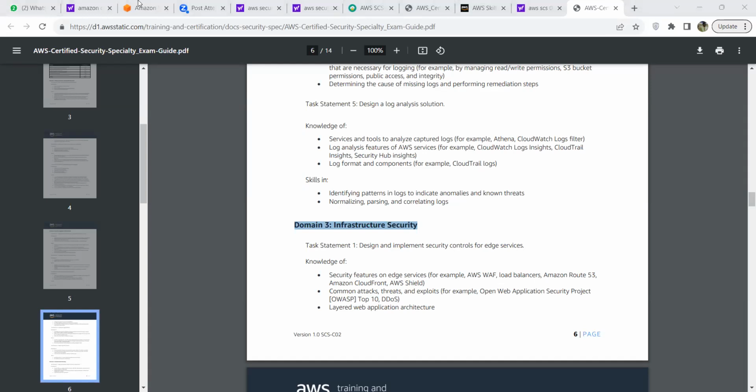Because log management tools come under SOC, security operations and control. Okay, this is not related to that class. This is completely cloud security, where we will touch upon various clouds.